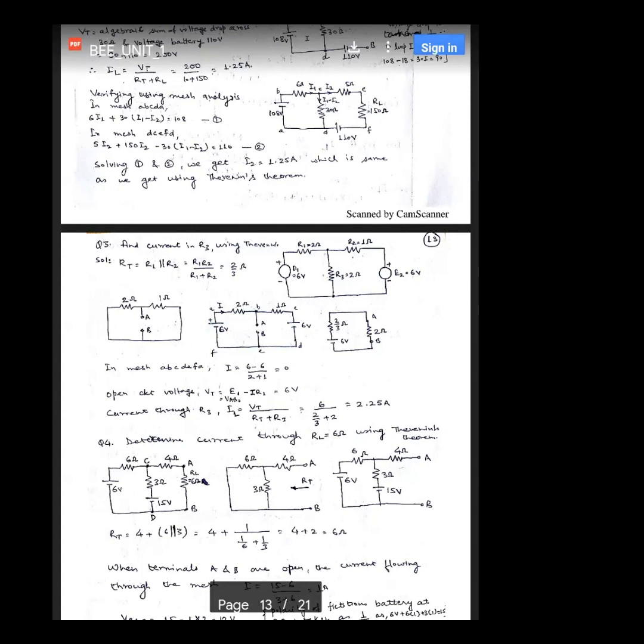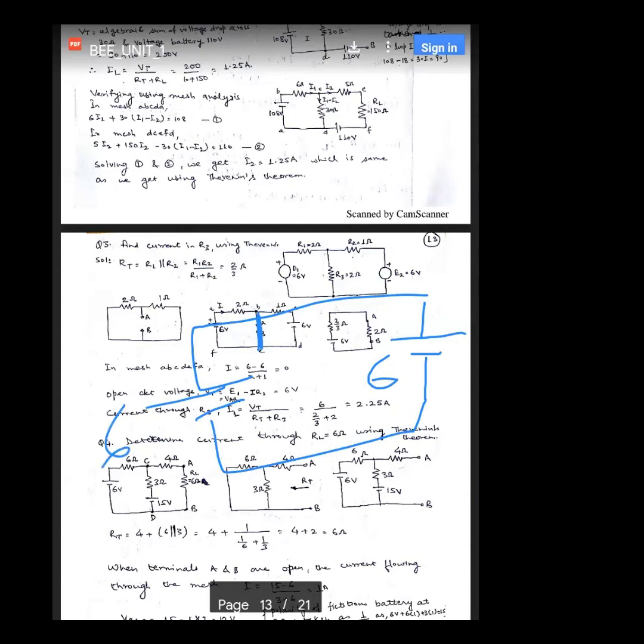The open circuit voltage is the voltage between A and B, the voltage across these two terminals. Now we can take either this circuit or this circuit. In both these circuits, the current flowing is 0. If the current flowing is 0, it means that the voltage across AB will be same as the voltage source which is given.